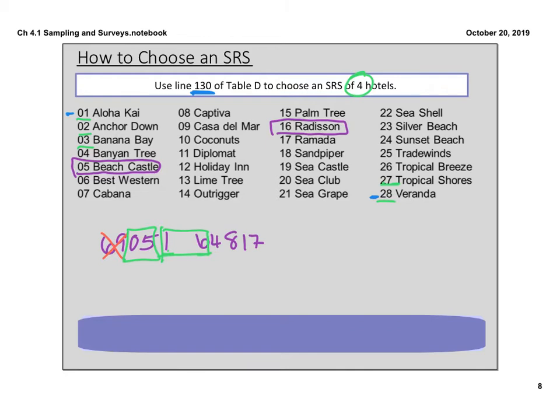Then the next group is 48. 48's not in my sample list, so I'm not going to pick that one. Then the next group is 17. 17 is in my sample list, so I am going to pick that one. So I know I want this Ramada.